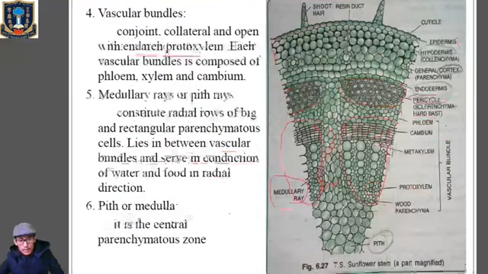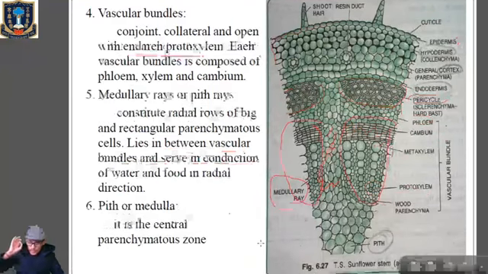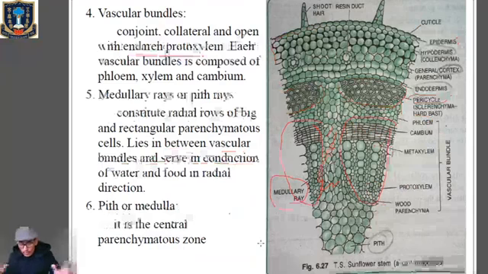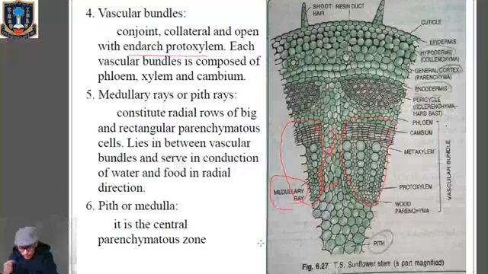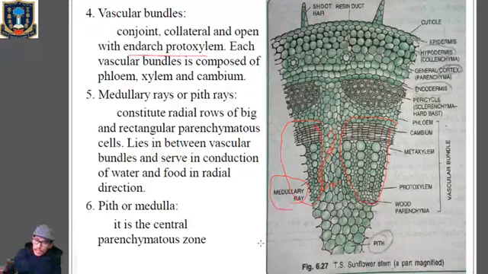Now the next part is the pith or medulla, which is the central parenchymal zone, and in case of sunflower, it will occupy the major portion of the stem. These parenchymal cells are the living cells, okay, and these particular cells are thin-walled and rectangular with conspicuous intercellular spaces. So pith or medulla is the center of the stem, and here it is made up of parenchyma cells. So here we have finished the structure of the internal part of the dicot stem.